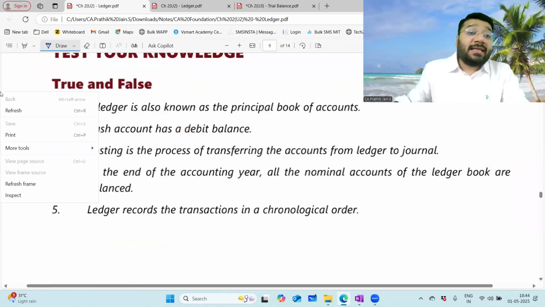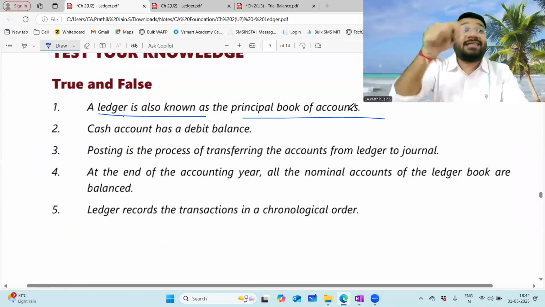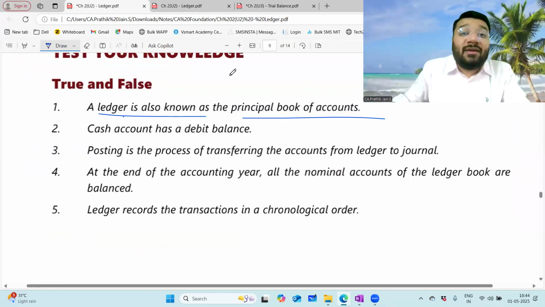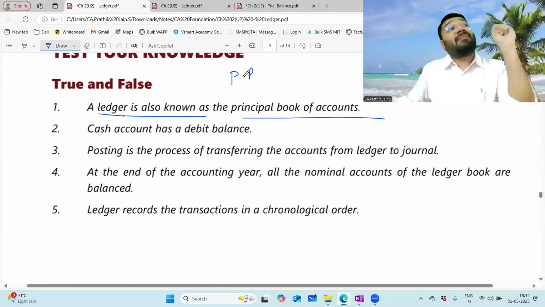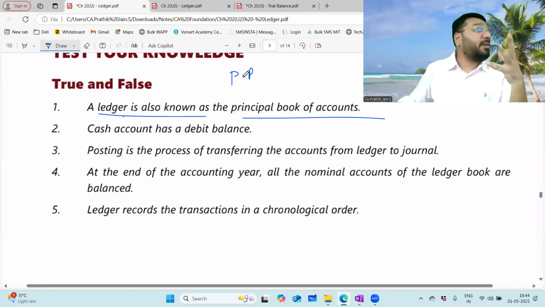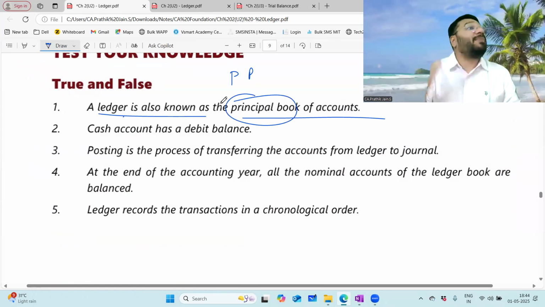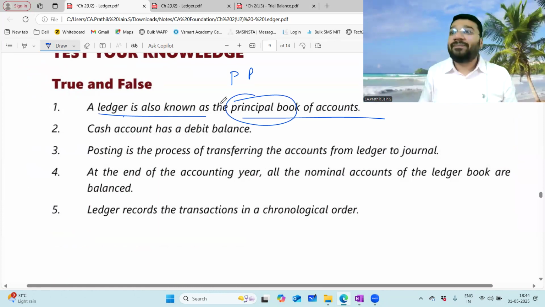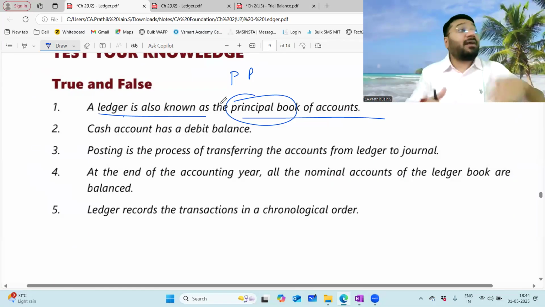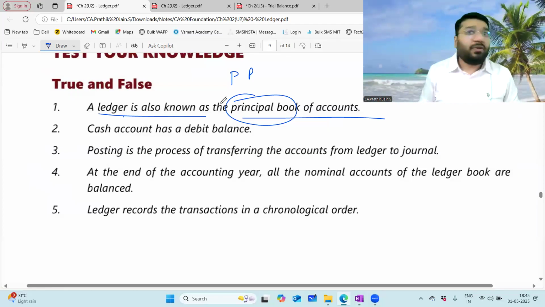Now, a ledger is also known as principal books of accounts. Principal or primary? Journal is primary, ledger is secondary. High chances of getting confused in PP. This is principal. Why is this called principal? Because this is the main book from where I can get more detailed information: total of the cash, how much cash is coming in, how much cash is going out. So I can get more information in the ledger compared to the journal. So this is my main book. Main book means principal book. Will you forget this point? No.